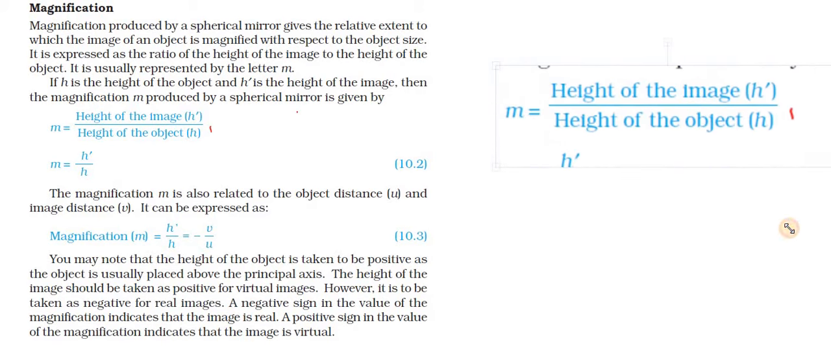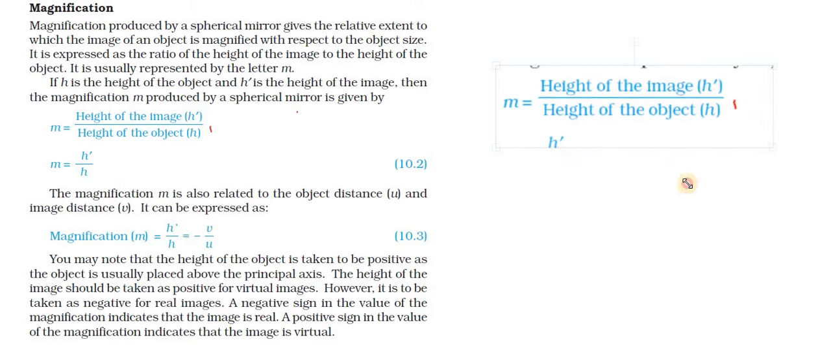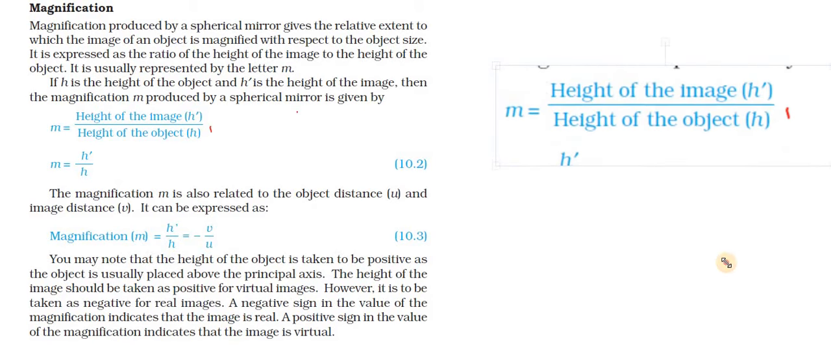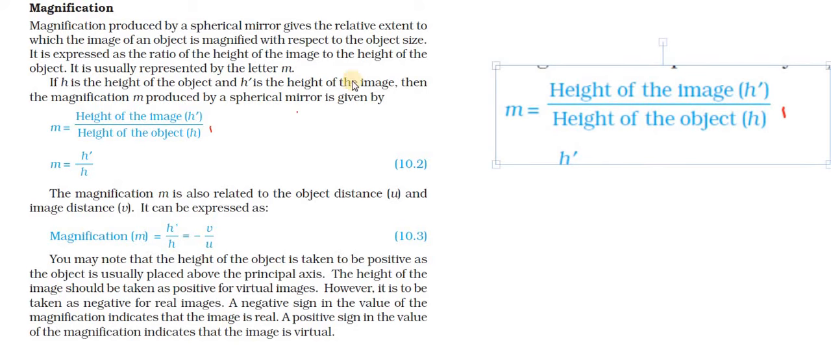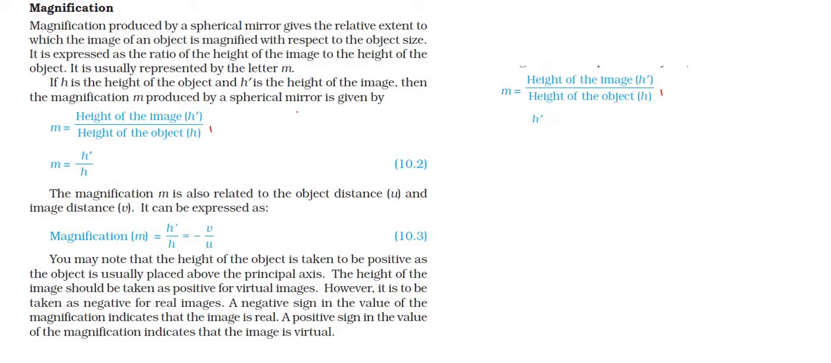You are all familiar with magnifying glasses. Why are they used? To see the object, to zoom the object. Here also the magnification is the same, zooming the particular image. Magnification produced by a spherical mirror gives the relative extent to which the image of an object is magnified with respect to the object size.